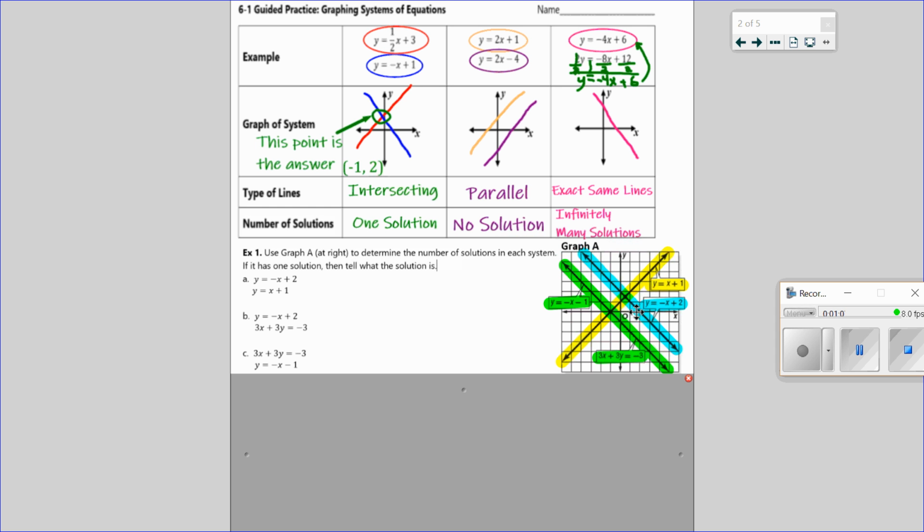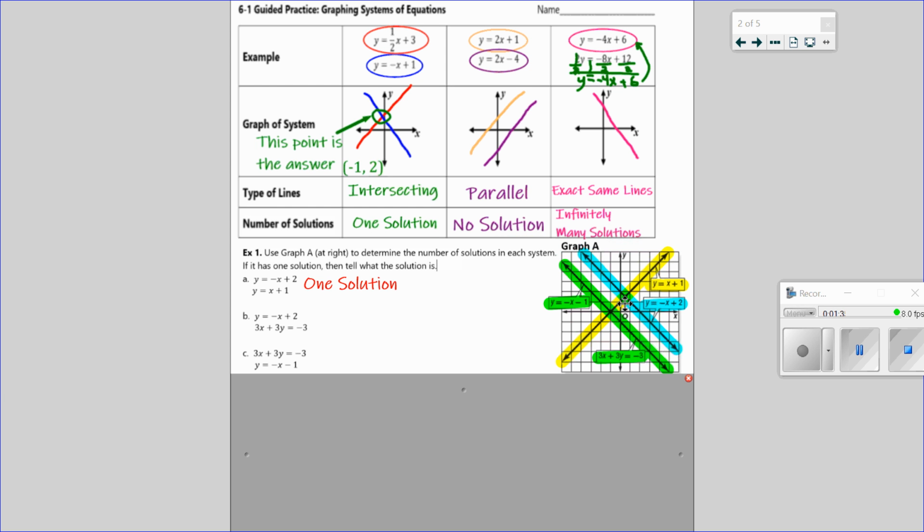So I follow the two lines. When I follow the blue and the yellow line, I see that they do in fact intersect. And since they are intersecting lines, that means that they have one solution. So I go ahead and write one solution. And then the next step, since it does have one solution, anytime it has one solution, you have to write the coordinate point of what that solution is. So I look for where they intersect.